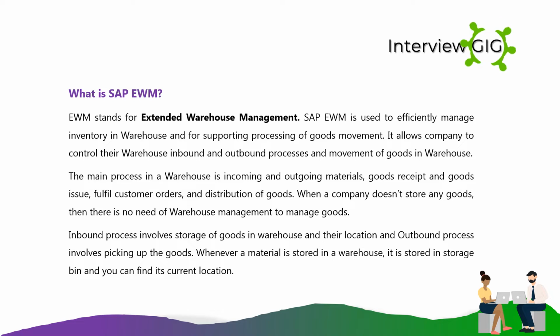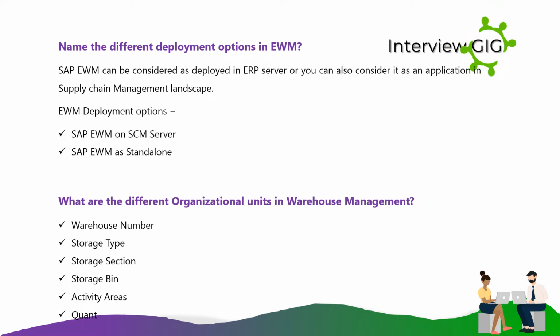distribution of goods. When a company doesn't store any goods, there is no need for warehouse management to manage goods. The inbound process involves storage of goods in the warehouse and their location, and the outbound process involves picking up the goods. Whenever a material is stored in a warehouse, it is stored in a storage bin and you can find its current location. Name the different deployment options in EWM.